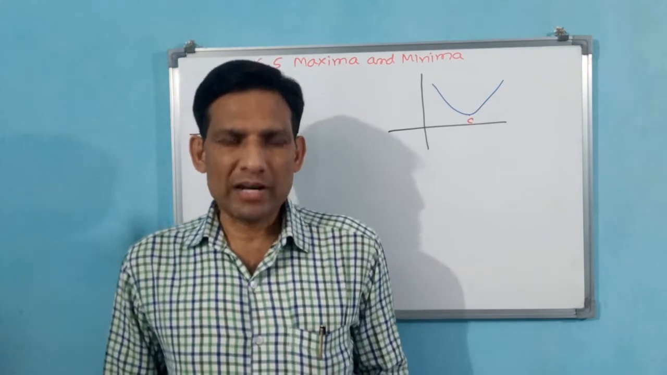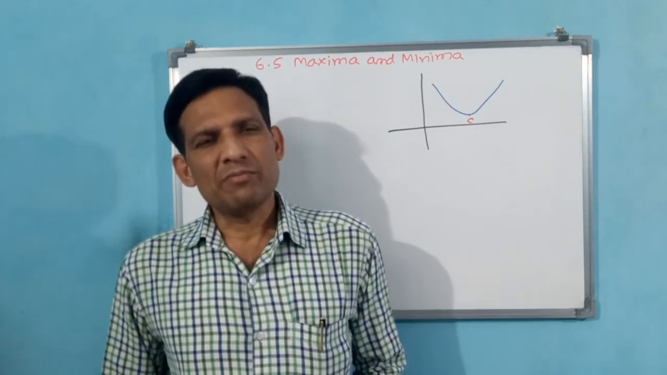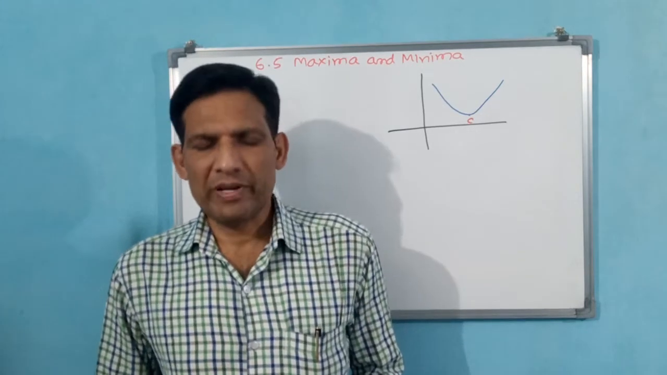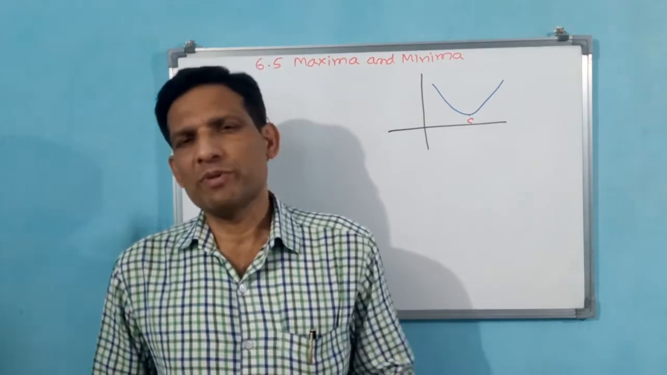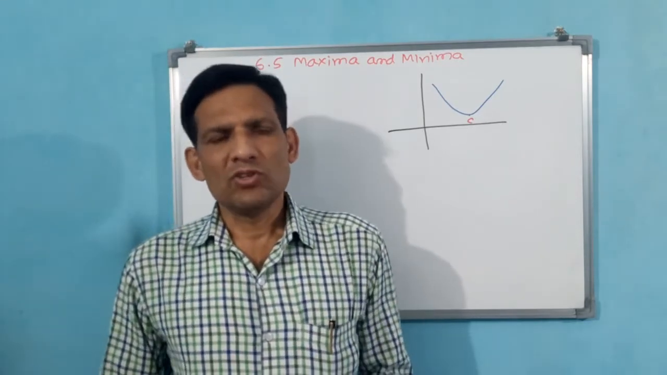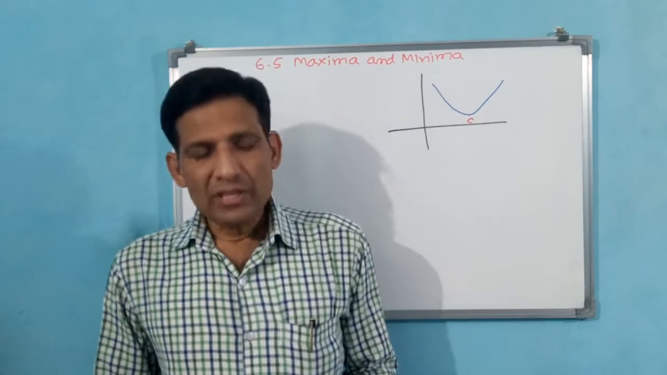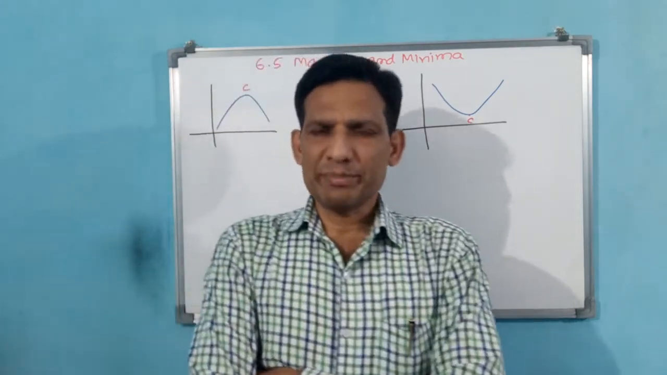What is maxima? What is minima? Maxima means maximum value, minima means minimum value. How to find what the maximum value is and what the minimum value is, we will see. These are related to functions only. In this, different concepts are there.